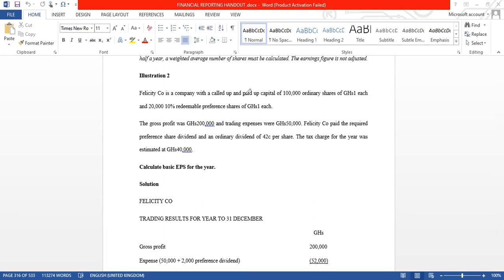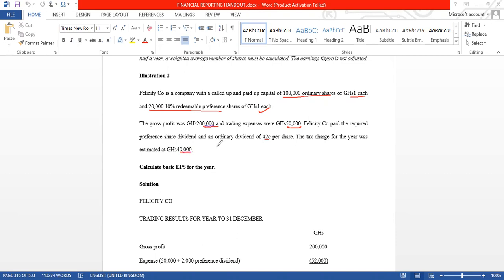Felicity Co. is a company with a called-up and paid-up capital of 100,000 ordinary shares, and I need to take note of that, at 1 Ghana cedi, and 20,000 redeemable preference shares at 1 Ghana cedi each. They've given you the gross profit and the trading expenses. They've also said that Felicity Co. paid the required preference share dividend and ordinary share dividend. This is what they paid. The tax charge for the year was 40,000.